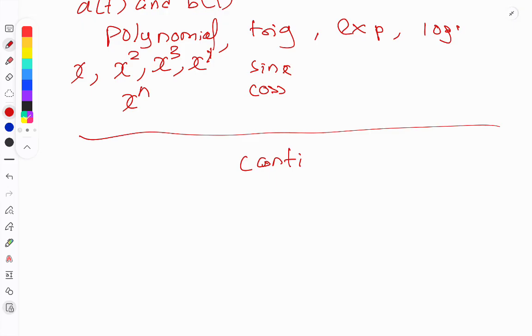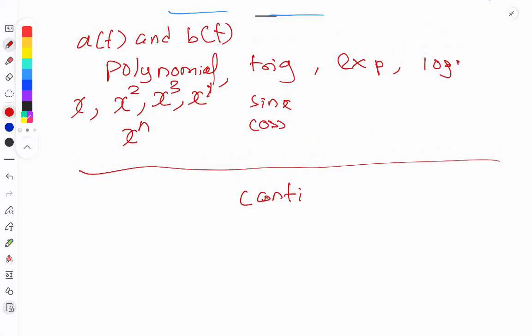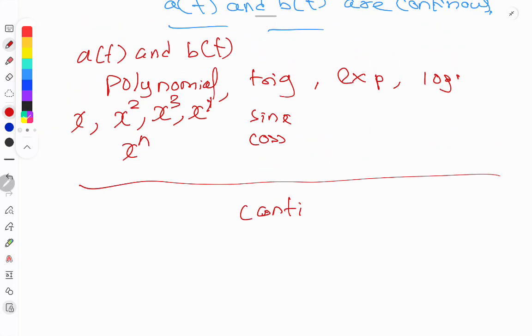So you don't need to prove that a(t) is continuous from the original definition. You just write: since a(t) and b(t) are polynomial, they are continuous. Since a(t) and b(t) are trigonometric, they are continuous. That's the thing.